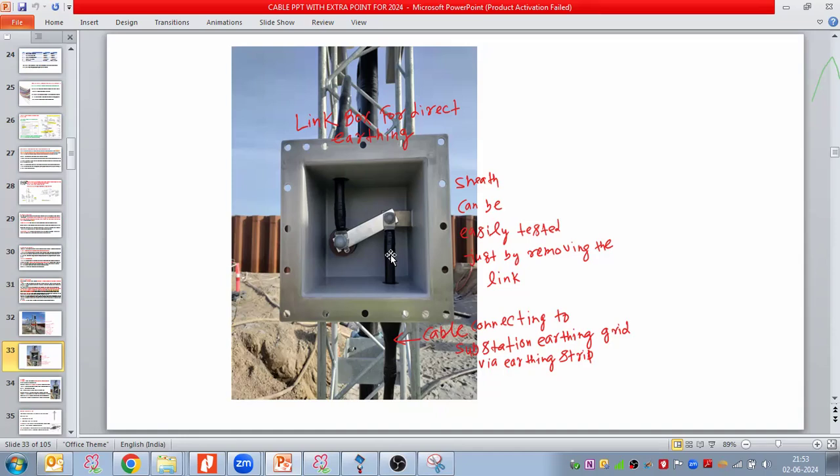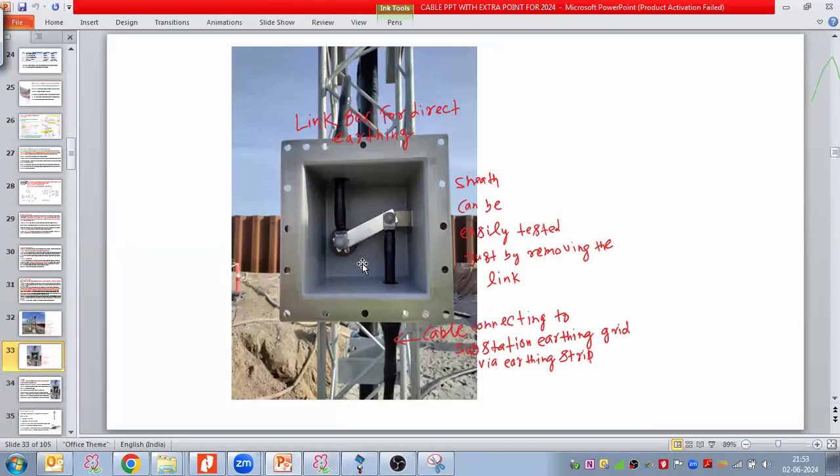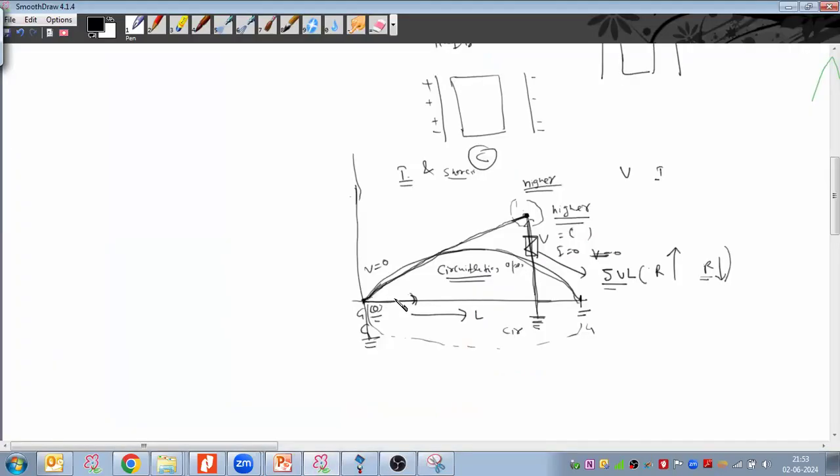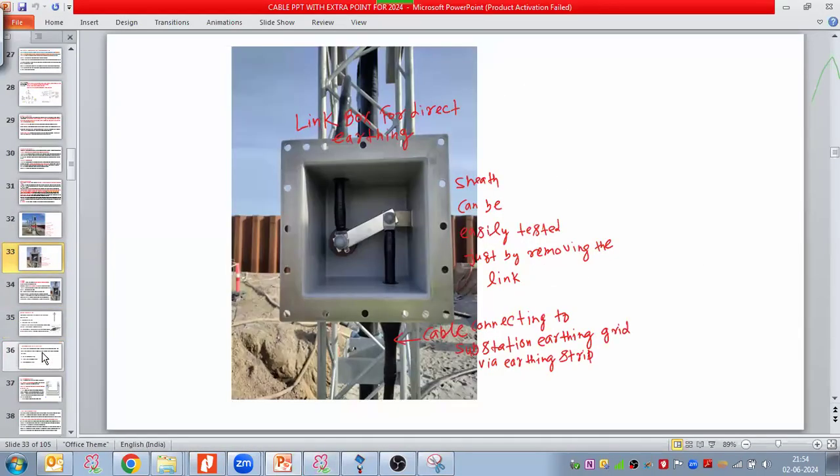So as we discussed, at one side what we are doing is solid grounding, right? Yes, here, one side. On the other side, what will happen? SVL. The cable sheath goes to the link box, in the link box we have the SVL, and through the SVL we are doing the grounding. Right? Why are we using the SVL?